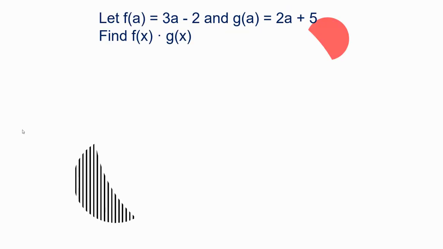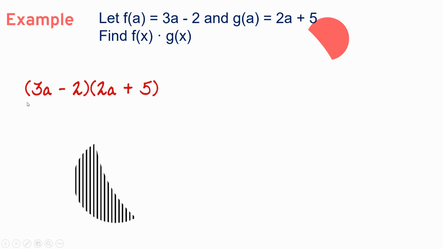All right, let f of a equal 3a minus 2 and g of a equal 2a plus 5. Find f of a times g of a. So again, here are my two equations put in parentheses so we know what belongs to what. And we need to distribute. Remember, each term needs to be multiplied by each term.